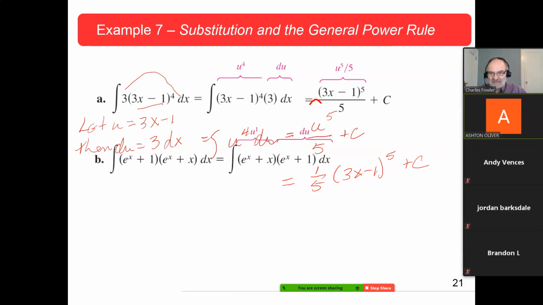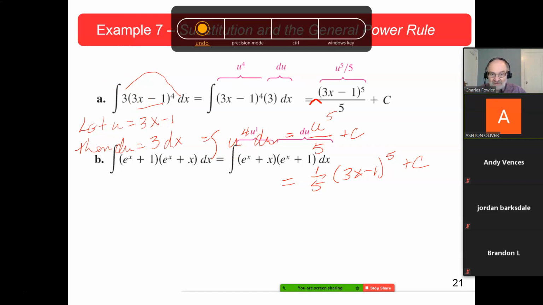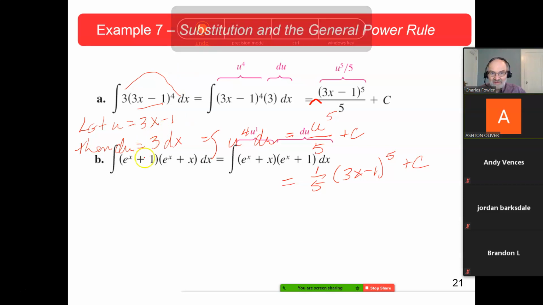I know this has gotten kind of messy. I wish there was some way to erase this. I haven't figured out how. Let's see. That doesn't do anything. Okay, I thought maybe it would. Okay.